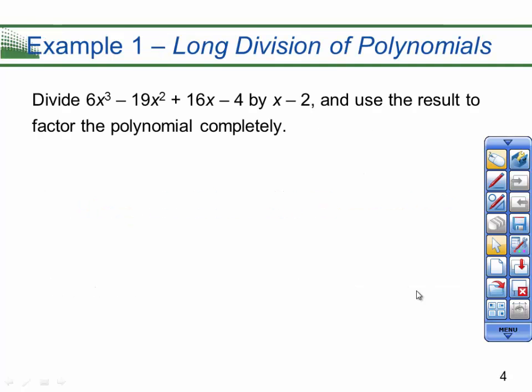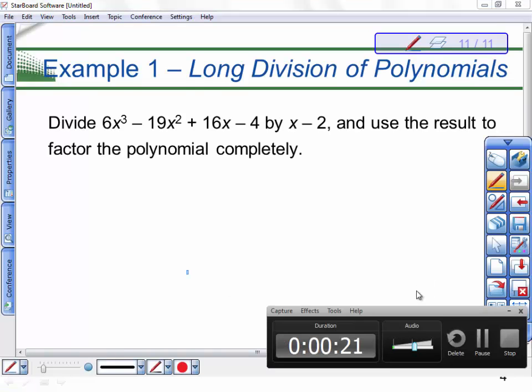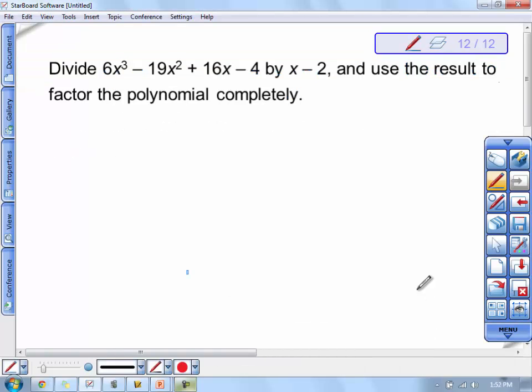So first of all, long division. When you do a long division, you want to make sure that you write it out like this and make sure it's in standard form, which this one is 6x cubed minus 19x squared plus 16x minus 4.